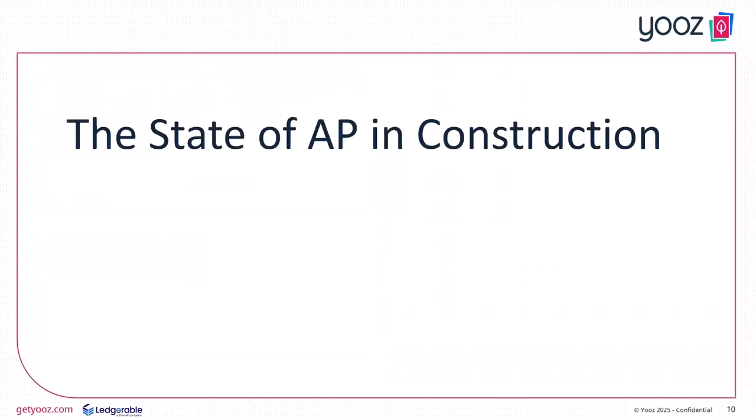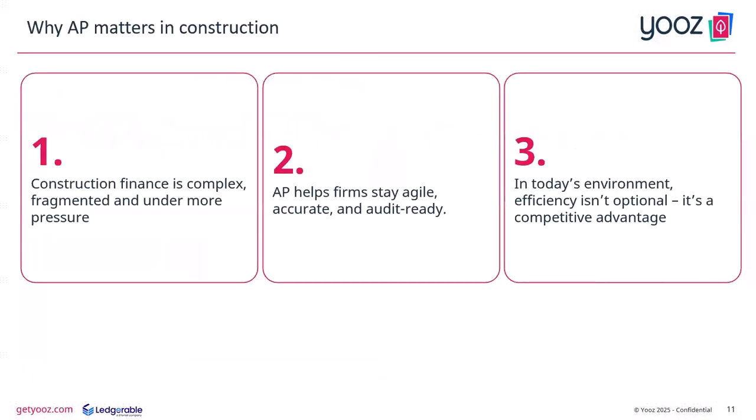All right. So if you work in the construction industry, you already know that managing AP is anything but straightforward. Between juggling subcontractors, materials, tight timelines, and compliance requirements, the AP function plays a critical role in keeping projects on track and cash flow under control. Construction finance is complex. You've got multiple job sites, fragmented teams, fluctuating costs, and increasingly tight margins. AP is the engine that keeps operations moving. But if that engine is sputtering, the whole operation feels it.